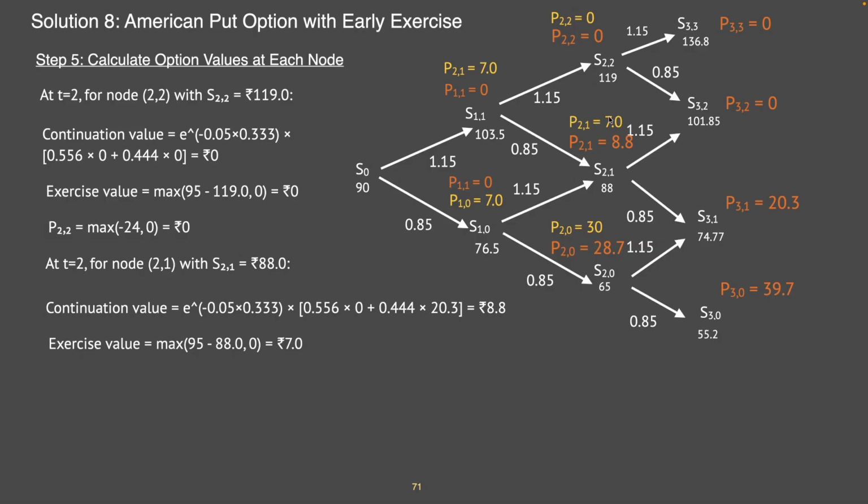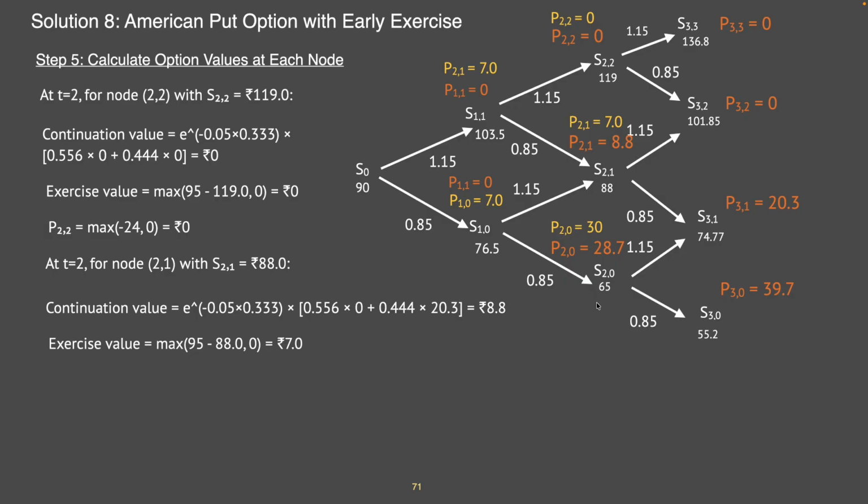early exercise value, so the early exercise value is max of 95 minus the 88 here comma 0, it becomes 7. So here at this particular node, it makes no sense to exercise early, because if you exercise early, you will get only 7 rupees. But if you keep the option, you may get 8.8 or you may get 20.3 also. So it makes sense not to exercise early at this particular node.